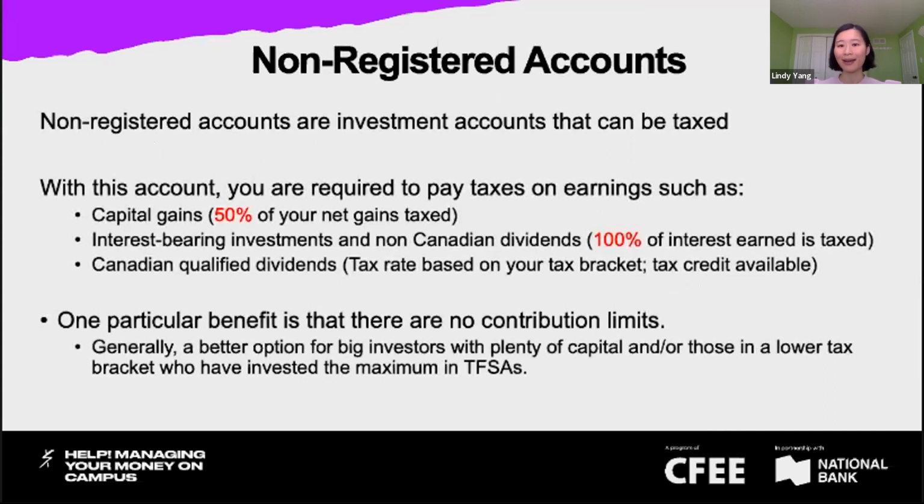Non-registered accounts are Canadian investment accounts which can be taxed. As a rule of thumb, you can expect any form of savings in this account to be taxed. 50% of your capital gains are taxed in a non-registered account. The tax rate depends on your personal tax bracket. For example, if you're in the highest tax bracket in Ontario, you would pay about 27% tax on capital gains.